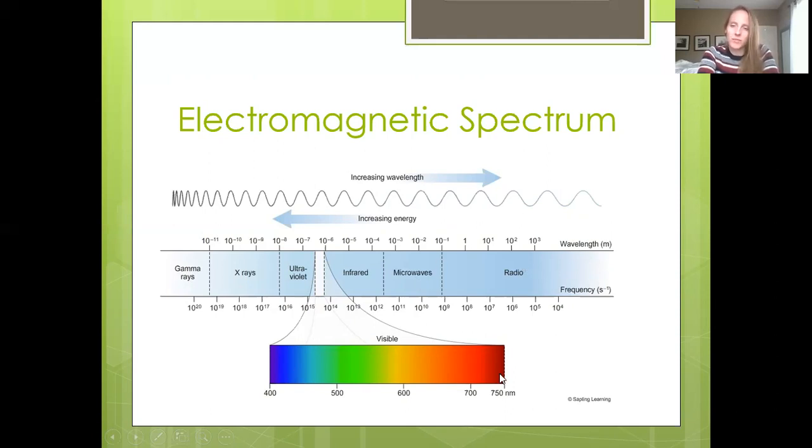You do also need to know the order of visible light from high to low or low to high. So the highest energy visible light is violet. It is right next to ultraviolet on the spectrum. So it goes ultraviolet and then violet, and then blue, and then green, and then yellow, and then orange, and then red. And red is right next to infrared.